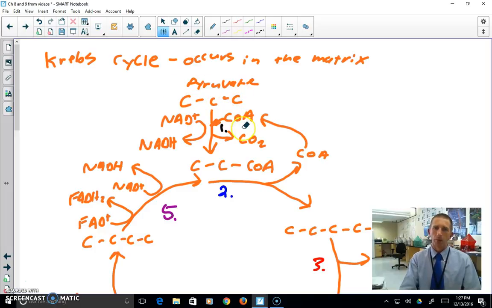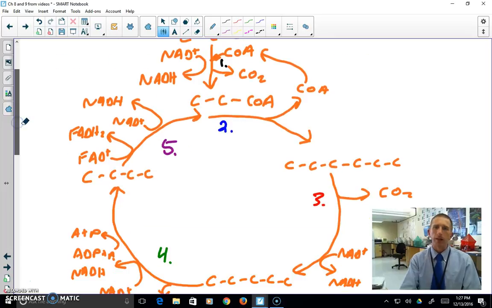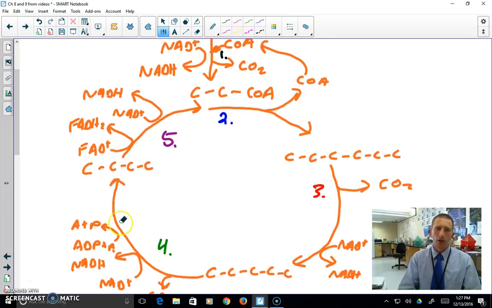And you'll notice we have 3 carbons, and then we have 3 CO2 that leave, right? So things are broken down. As things are broken down, other things are built up. So notice we just make one little molecule of ATP for every turn of the cycle, which, by the way, the cycle goes around twice for every glucose that goes into glycolysis because it makes 2 pyruvate.